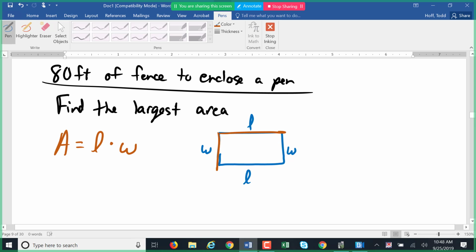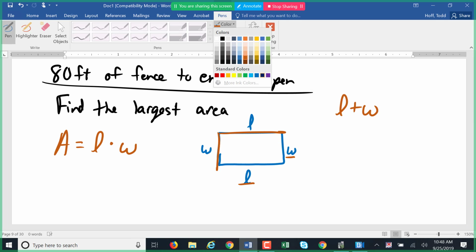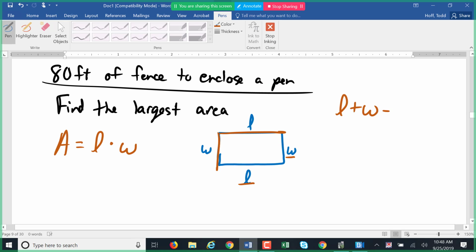Well, we know that the length plus width is half of the perimeter because there's two lengths and two widths here. So the length plus width is going to be half of our 80 feet of fence. The length plus width has to add up to 40 feet, because we have the other 40 feet for the other length and the other width.